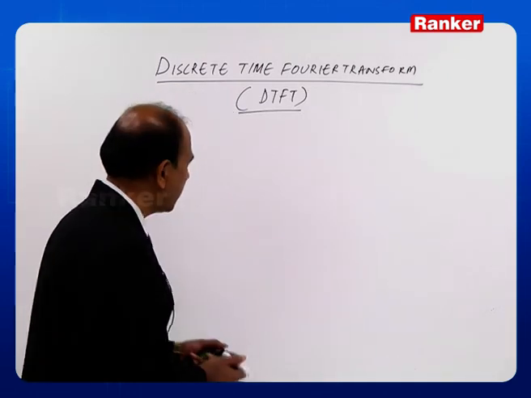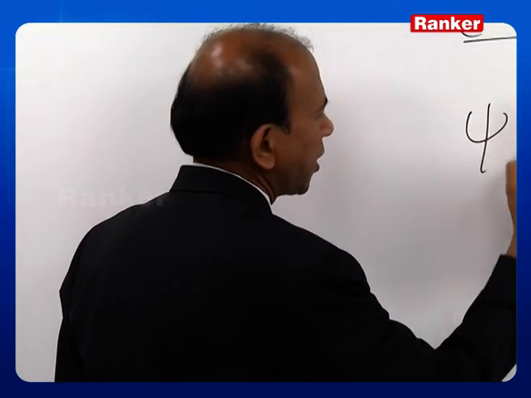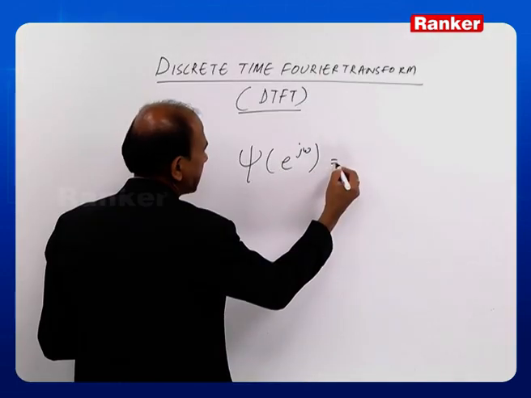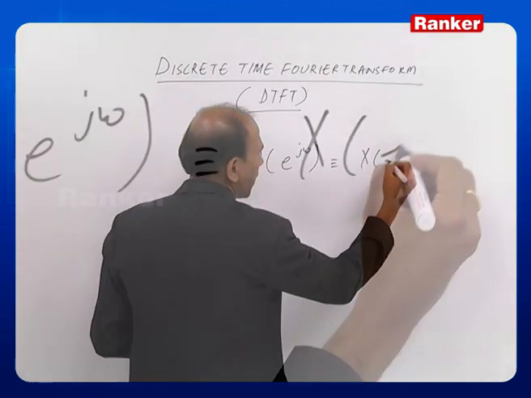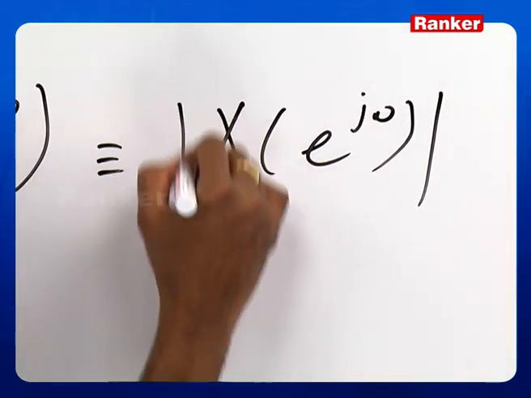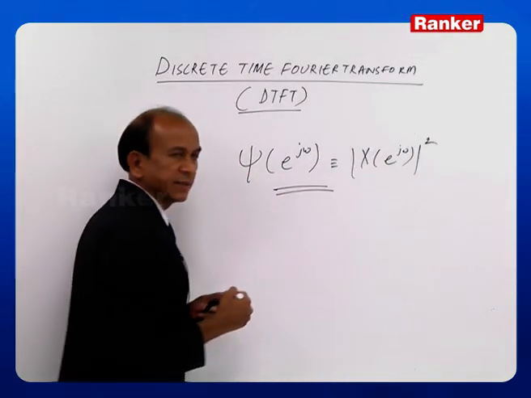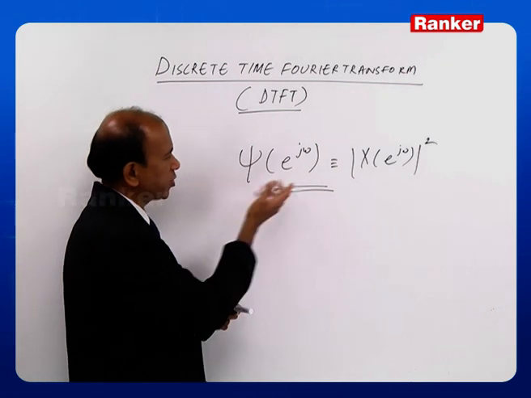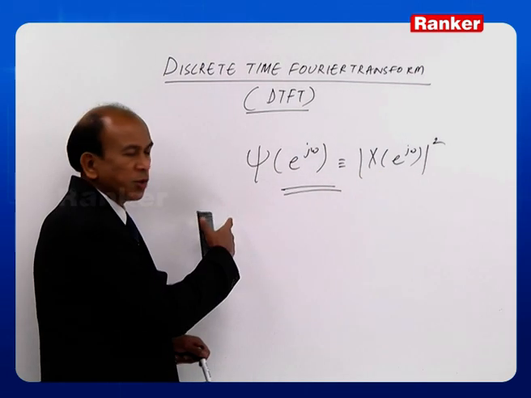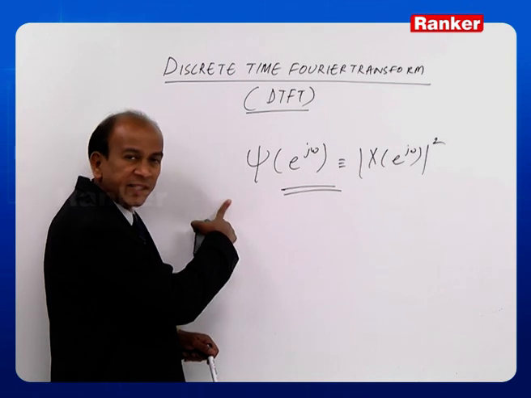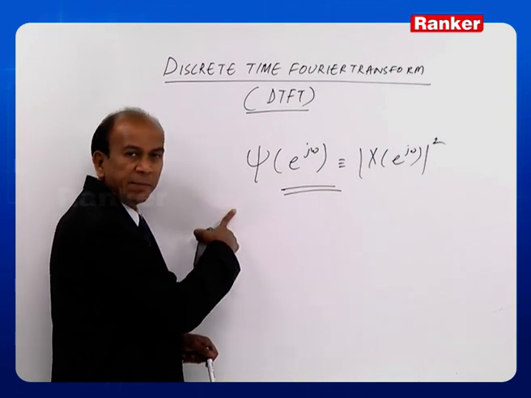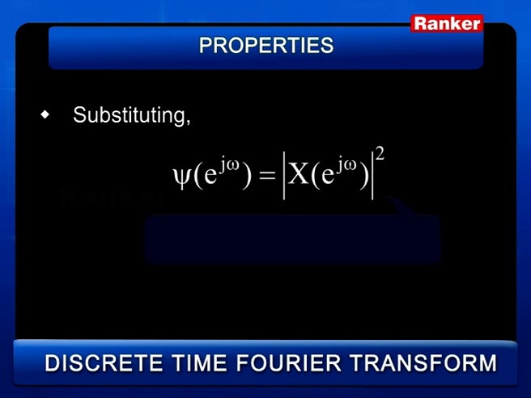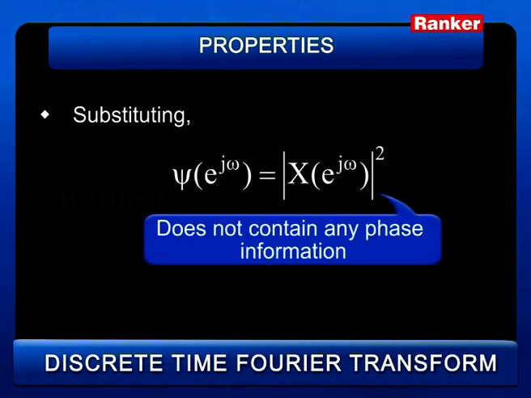So, what is it we have done? We have taken this psi of e to the power of j omega, which is equal to mod X of e to the power of j omega, whole square. This is how we are substituting; in this place we are putting this. So, this is called the energy density spectrum of a discrete time signal x of n. And if you look at this, this psi of e to the power of j omega does not contain any phase information. There is no phase information available.